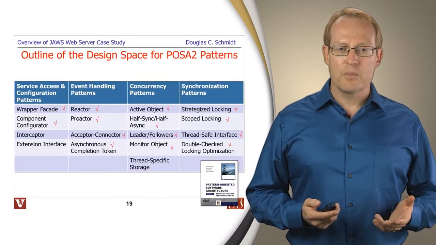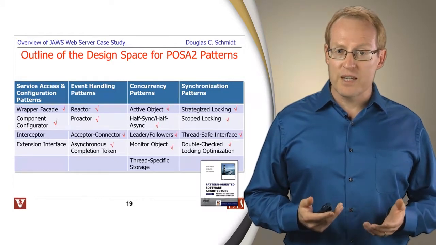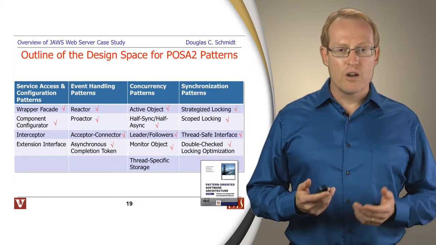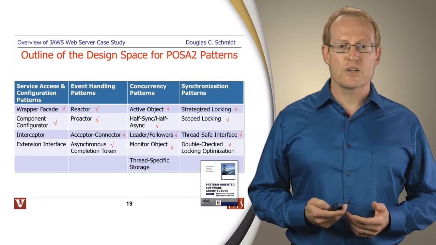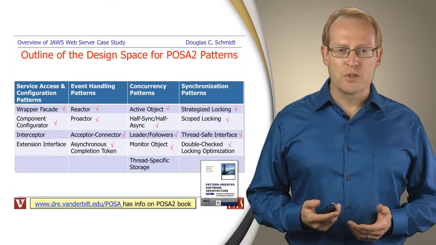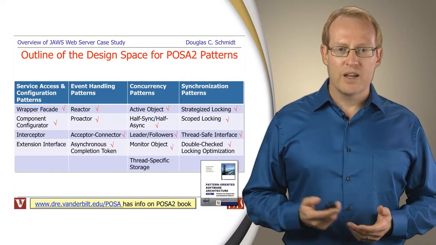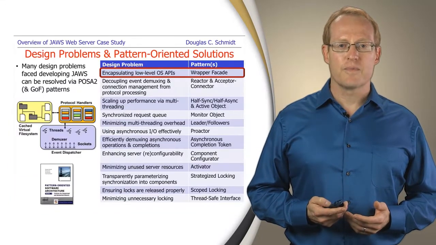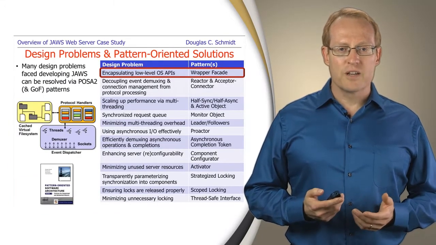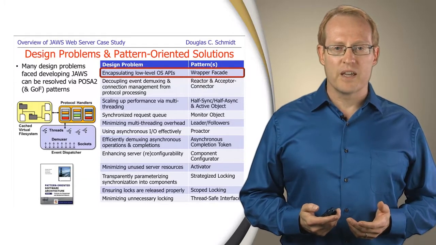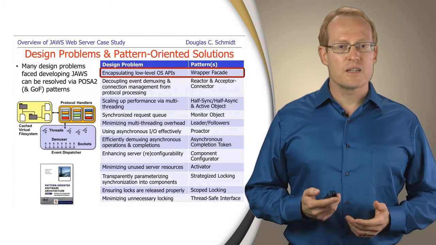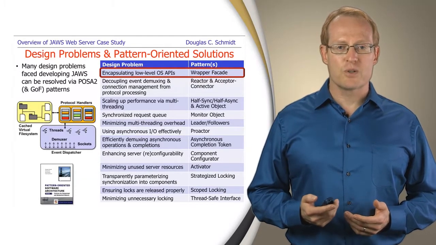If you take a look at the POSA 2 book, you'll see that there's 17 patterns in all, and we'll be covering 14 of these patterns in this discussion. You can find out more about POSA 2 and the other POSA volumes at the website at the bottom of the slide. So let's talk about the different challenges we face when developing JAWS, and we'll discuss some of the patterns we can apply to address those challenges.